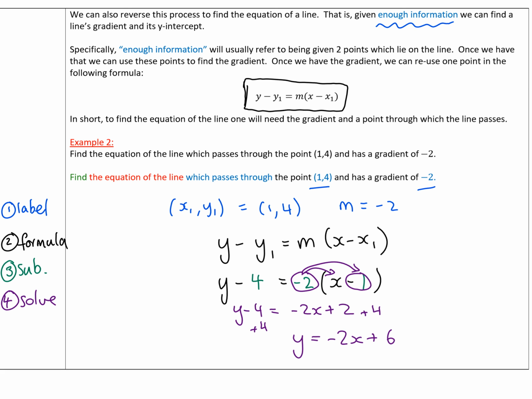Here we can see that what we have is the equation of a straight line, exactly what we were asked to find. Do we know that it has a gradient of -2? It sure does. Do we know it passes through the point (1, 4)? Well, if I sub in 1, I should get the answer 4. -2 times 1 plus 6 is -2 plus 6, which is 4. So we can certainly conclude that this is a straight line and it passes through (1, 4).